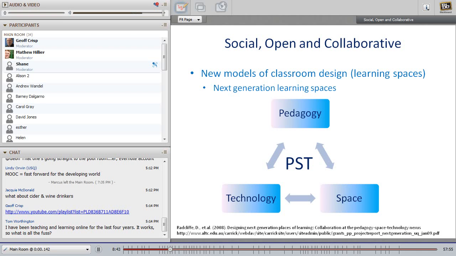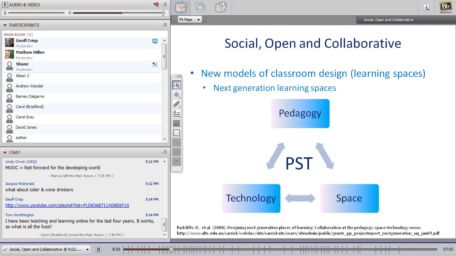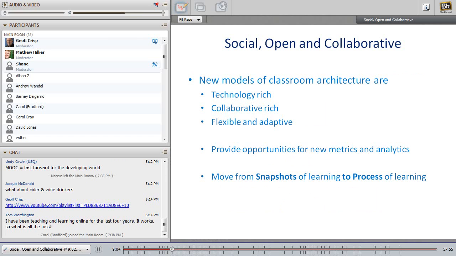So around the new next generation learning spaces, Radcliffe and others did, I think it was through an ALTC or OLT funded project, but this notion around the PST, the pedagogy, space and technology, influencing one another and vice versa, all being interactive and feeding off one another. So that the new models of classroom architecture were seen to be technology rich, collaboration rich, and importantly flexible and adaptive to support these different spaces and different models of learning that we wanted to employ.